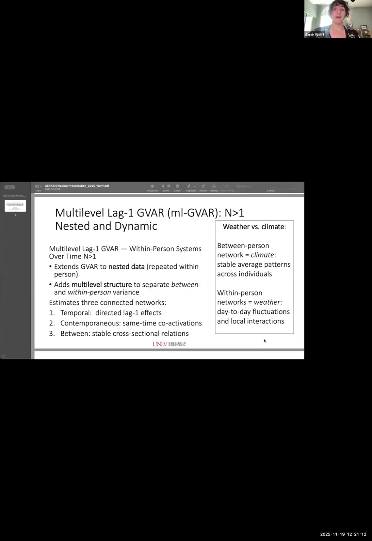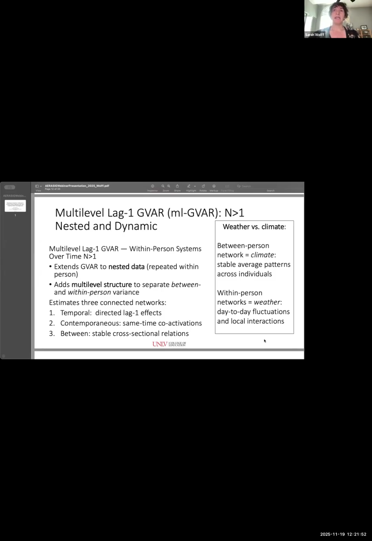So now, if hopefully we're all still there, we're going to move on to our multi-level lag1 GVAR. This is extending the previous model to nested data, so repeated measures within students. The difference is it decomposes the variance into between and within person parts, and then estimates 3 networks. So we get the temporal and the contemporaneous network still, but then we also get this between person network of, say, stable traits.